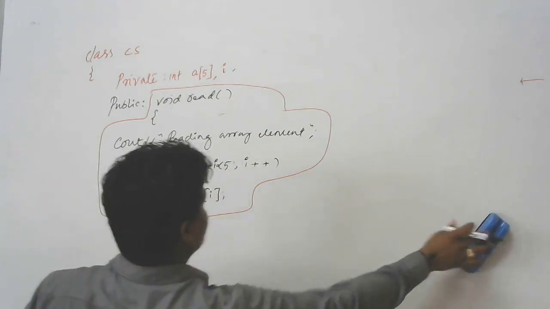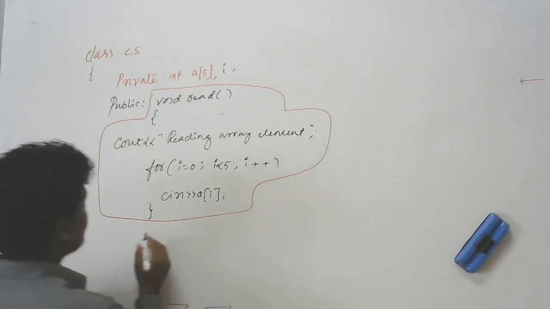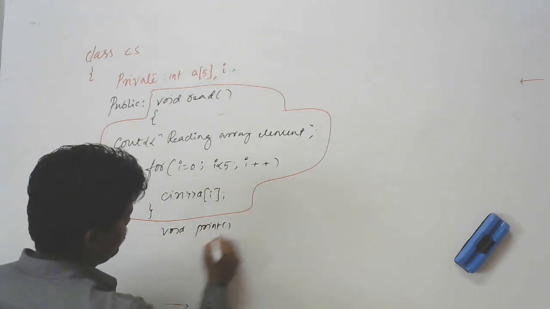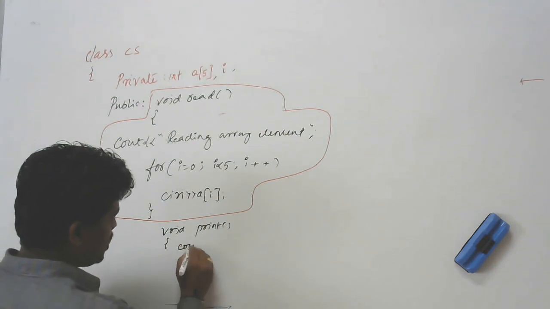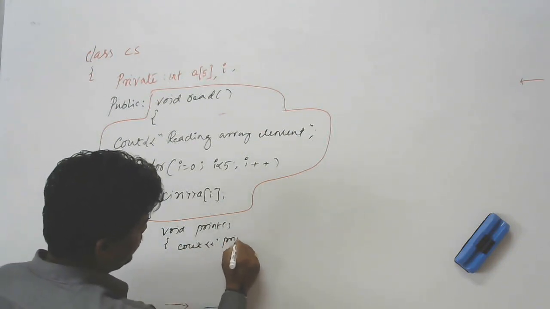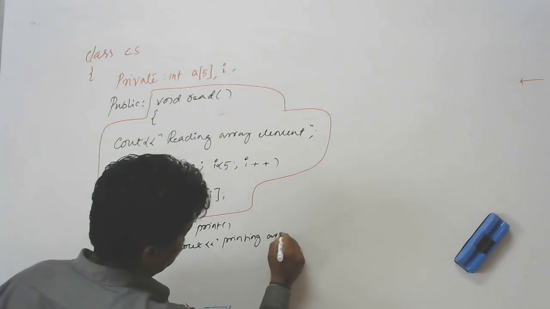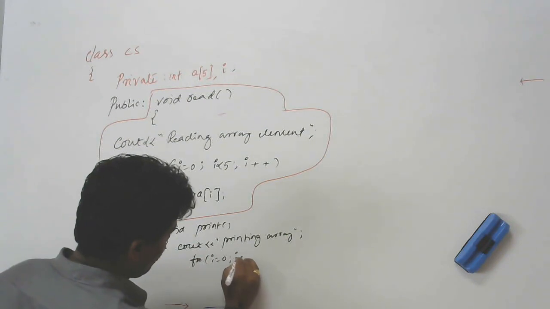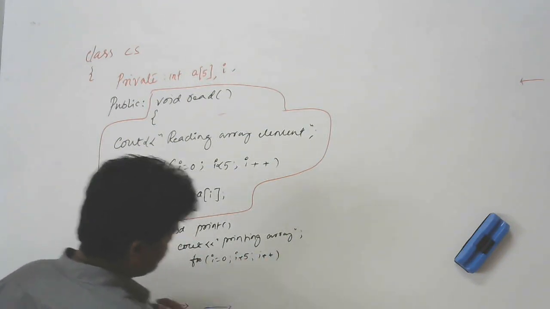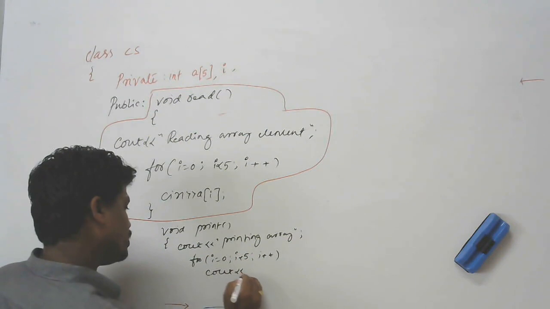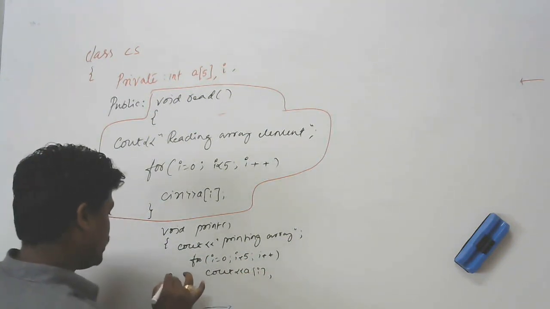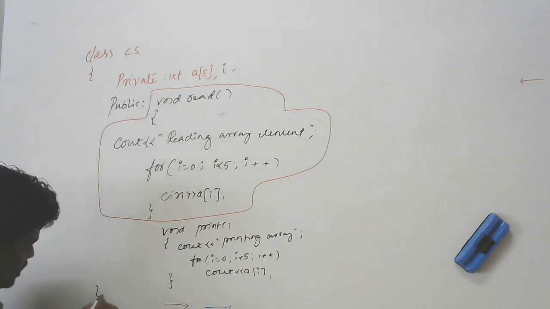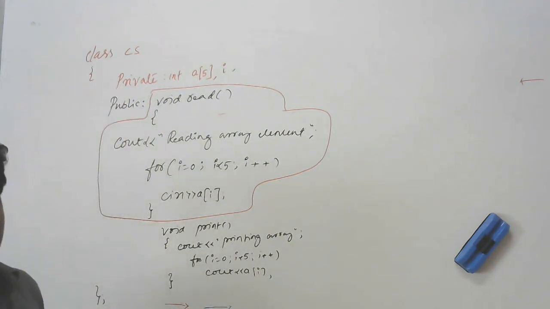Next, to print, one more member function, that is void print, same formula, cout printing array values for I equal to 0, I is lesser than 5, I plus plus, then cout a of I. Close this. This is another member function. Now close the class with the semicolon.